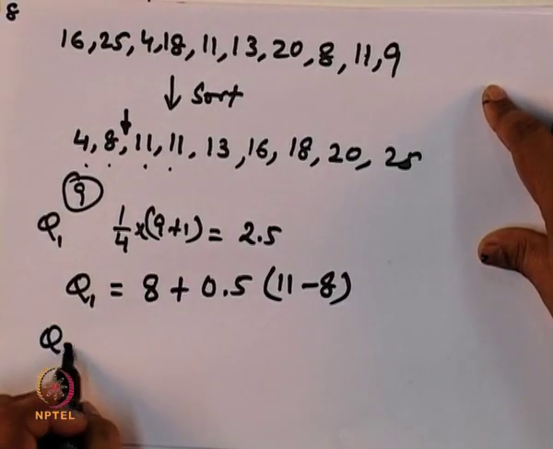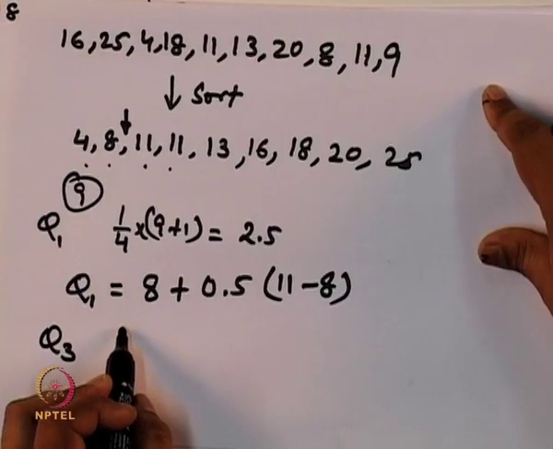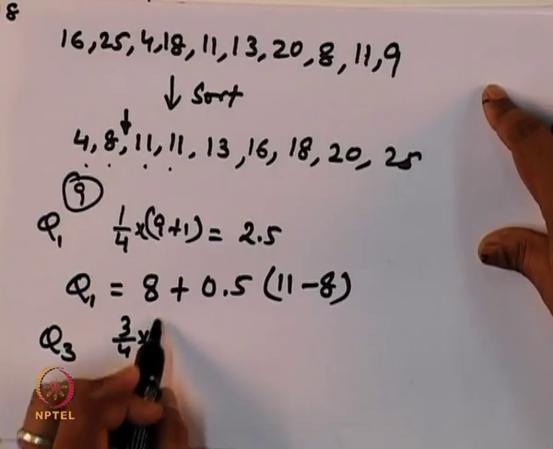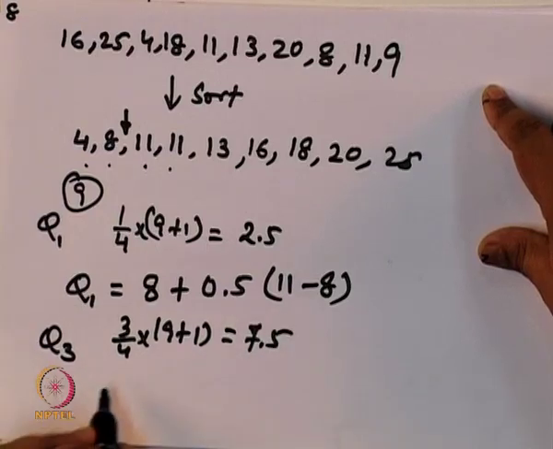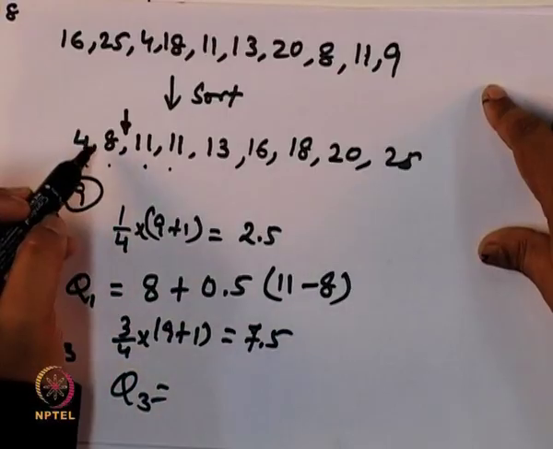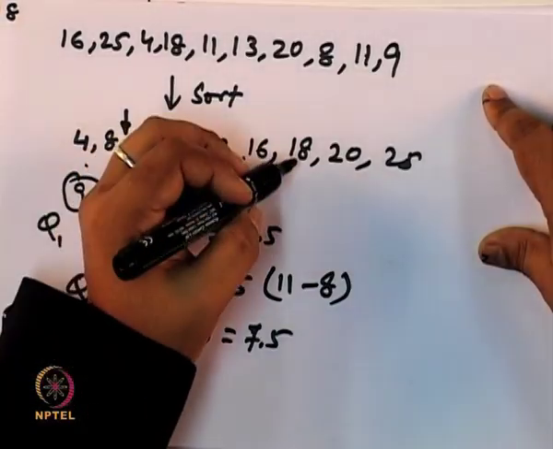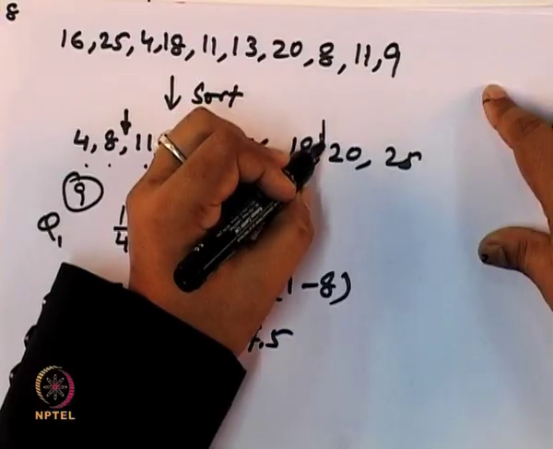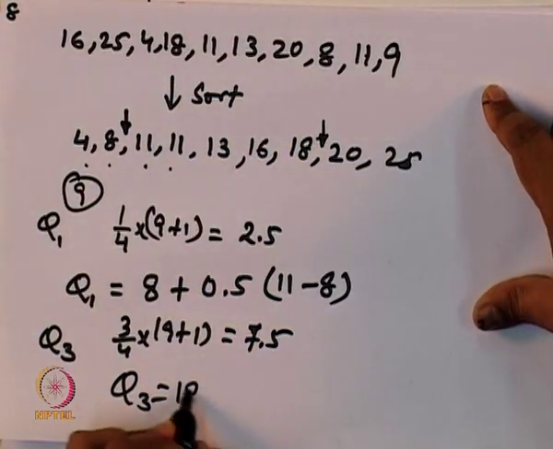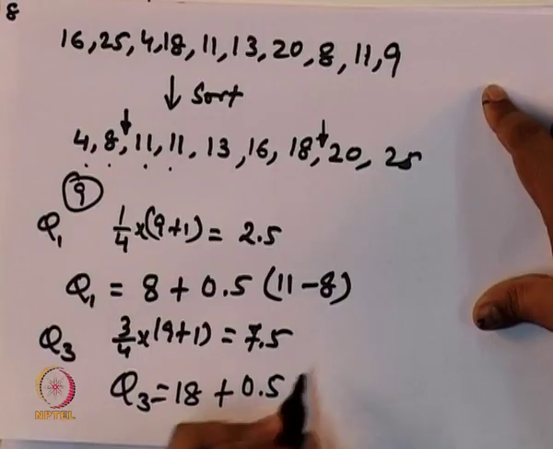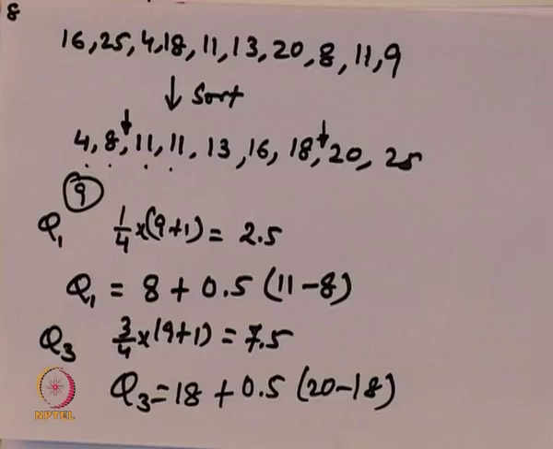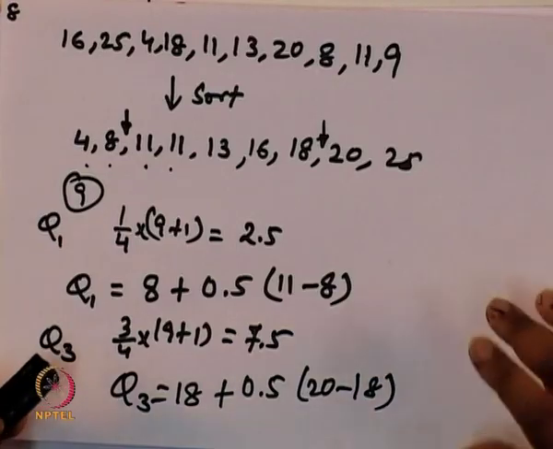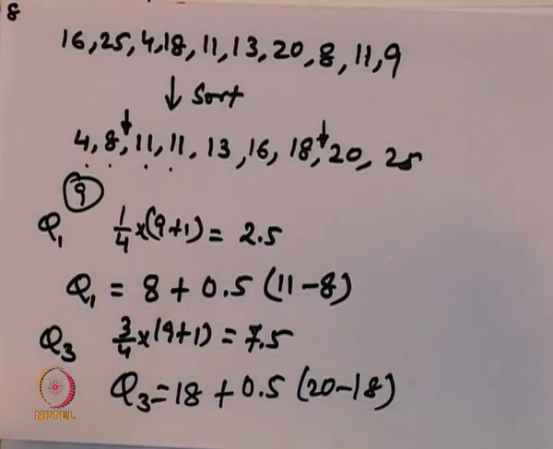Okay. For calculating Q3 we need 0.75. So, 3/4 times (9 plus 1) is equal to the 7.5 position, right. So, for calculating Q3, what is the 7th position? 1, 2, 3, 4, 5, 6, 7. So, 7.5. So, this is your Q3. So, it is going to be 18 plus 0.5 times (20 minus 18). Okay. So, this is how you will calculate Q1 and Q3. So, Q2 is nothing but your median. Okay. Q2 is nothing but your median.